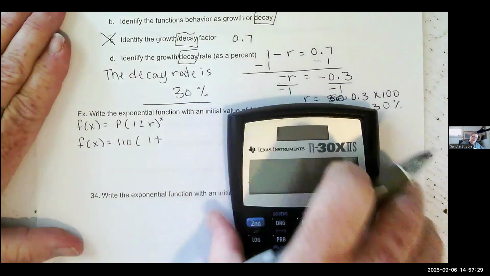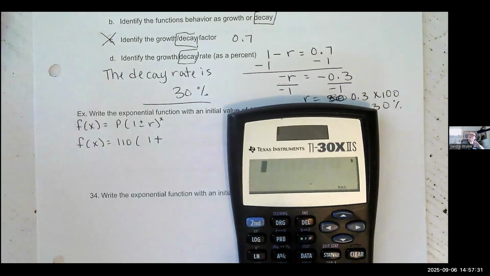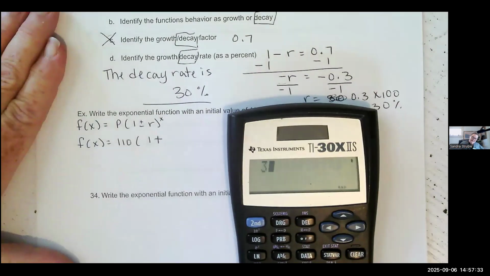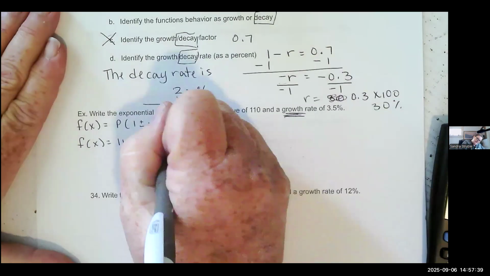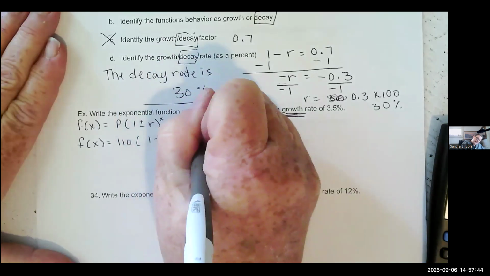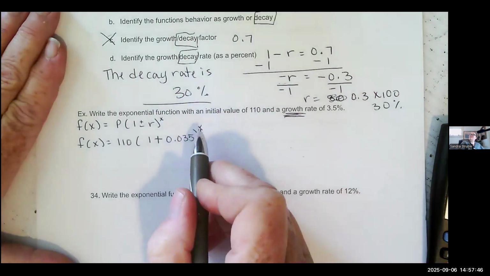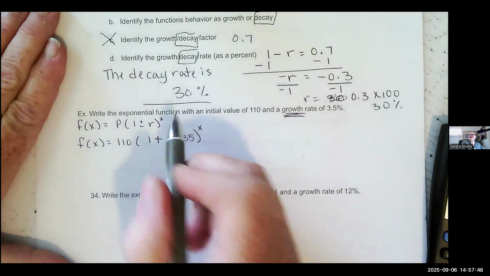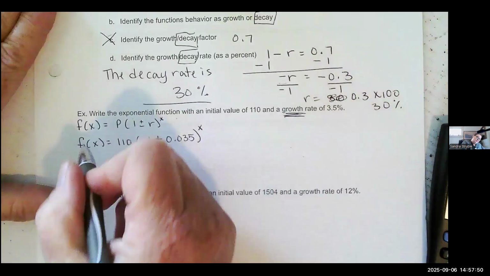We don't want to use 3.5. We need to turn that percent into a decimal. So take 3.5 and divide it by 100. Makes it 0.035. Do not forget this cute little x up here because that's what makes this an exponential function. Otherwise, it would be linear, and that would be wrong.